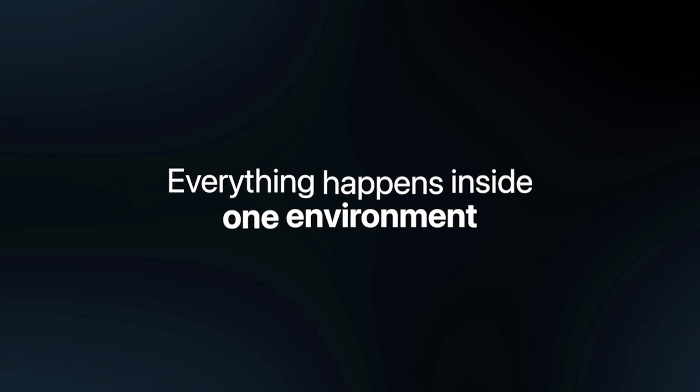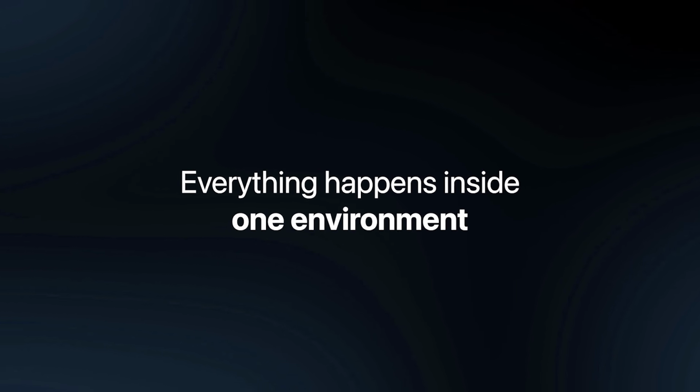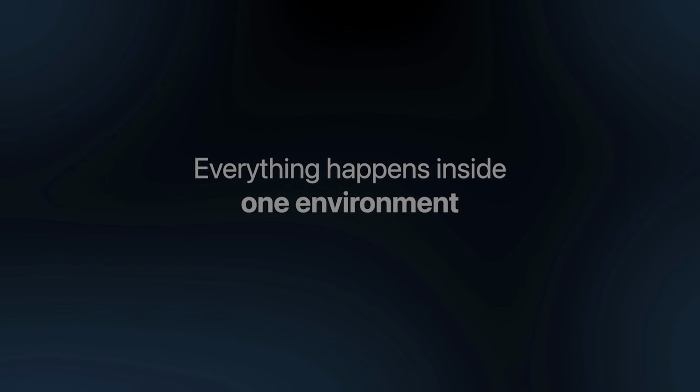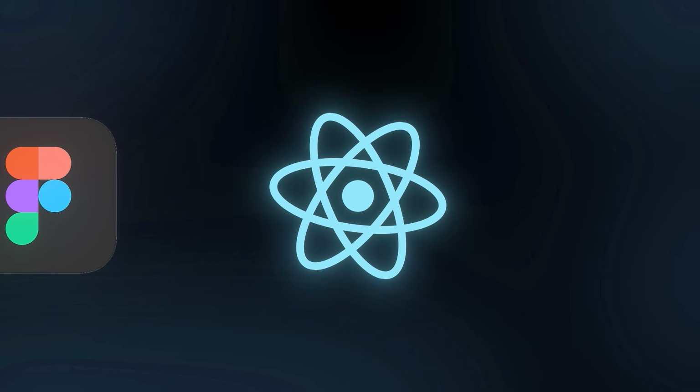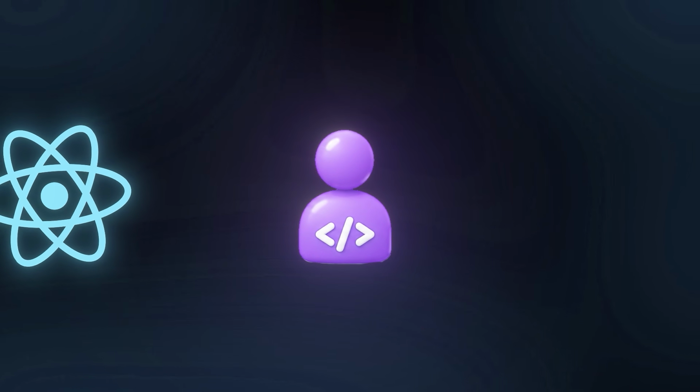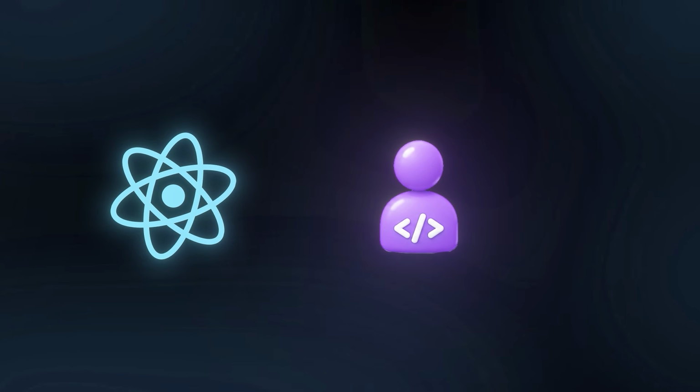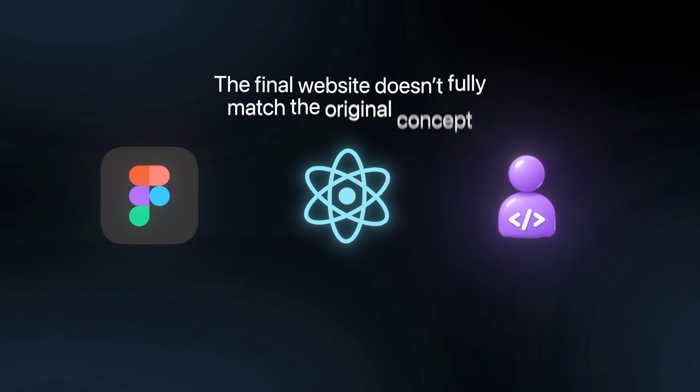One of the biggest advantages here is that everything happens inside one environment. Now, normally the workflow looks all messy. You design something in Figma, you export those assets, you hand everything over to a developer, and then you wait for revisions, and then you realize the final website doesn't fully match the original concept. Motion feels different, spacing changes, responsiveness breaks, and the whole process just slows down. Framer removes that disconnect completely because the design itself becomes the live product.